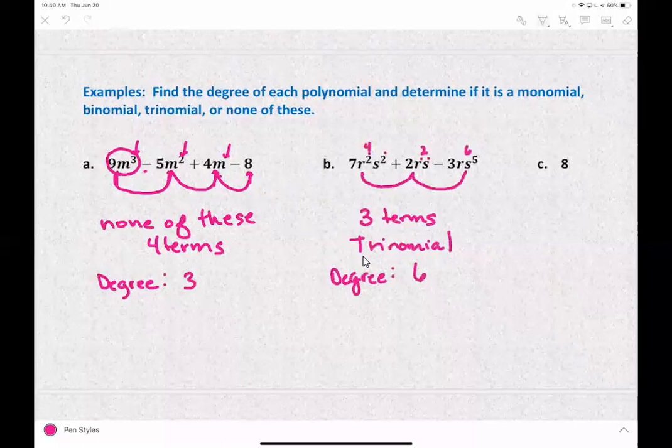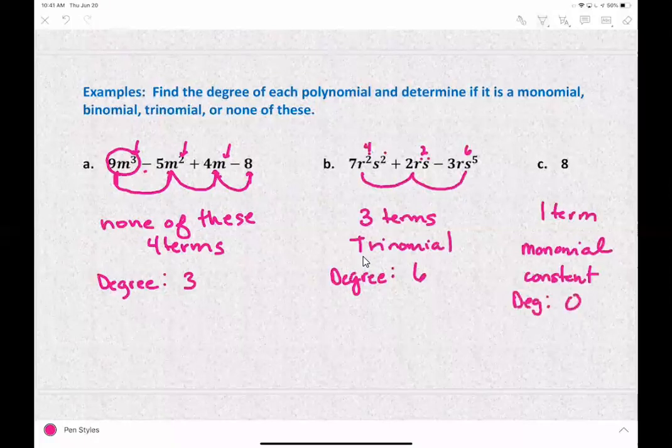The last one, we have 1 term. So this is a monomial. And it's a constant, the degree of a constant is just 0.